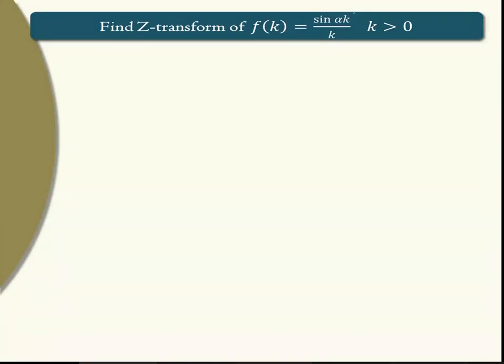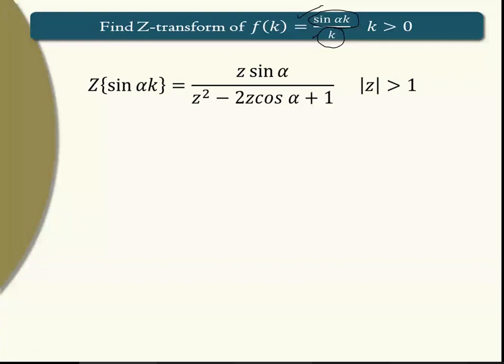Now we know the z transform of sine alpha k. The standard formula is known to us. The division by k property is also known to us. So we can make use of the formula and the property. First, use the standard formula of sine alpha k.